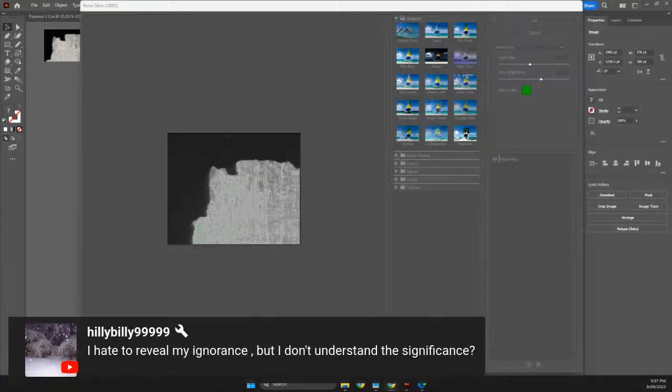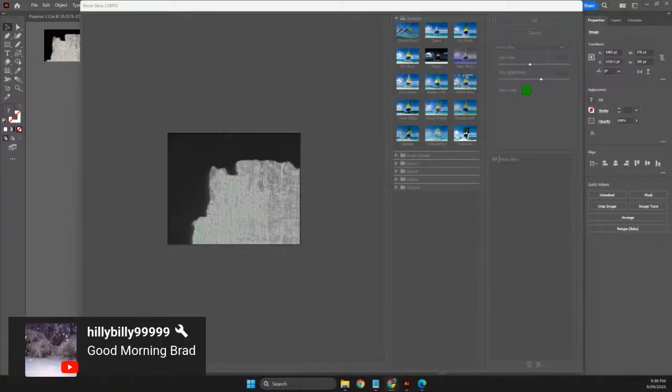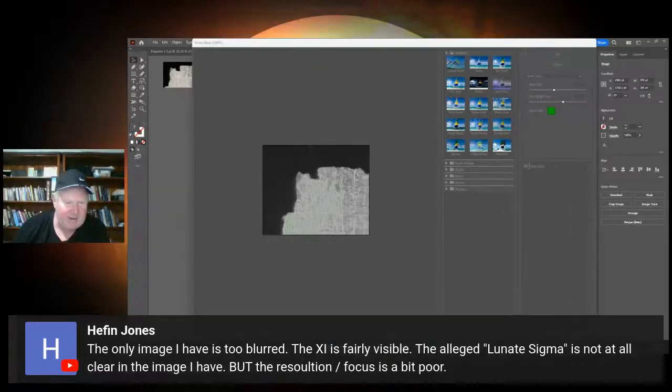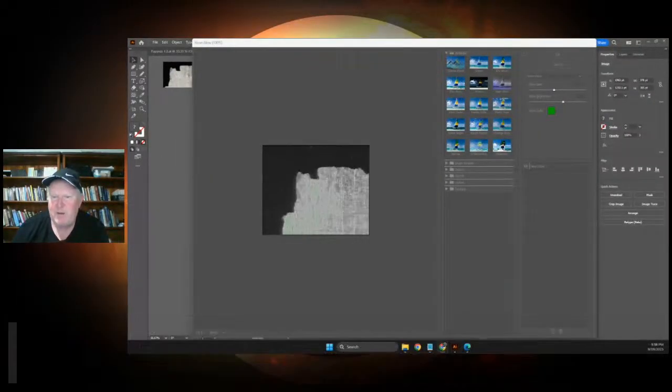Hilly says, I hate to reveal my ignorance, but I don't understand the significance. Okay, I think you will afterwards. Heffen says, the only image I have is too blurred. The key iota is fairly visible. The alleged lunate sigma is not at all clear in the image I have, but the resolution focus is a bit poor. Okay. I might just put my bobbing head there for a sec while I'm doing this.